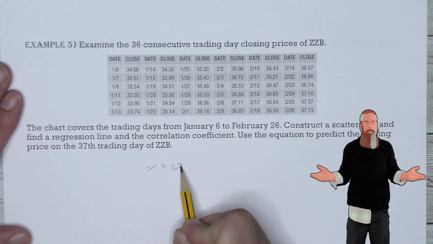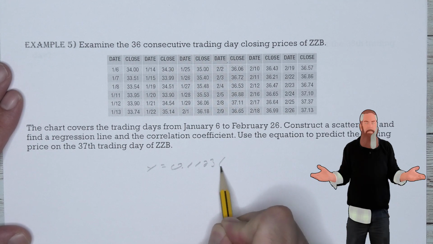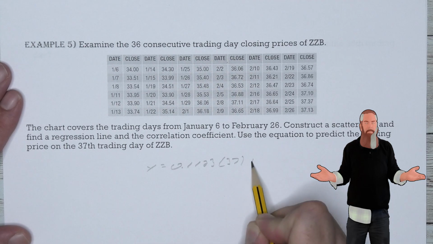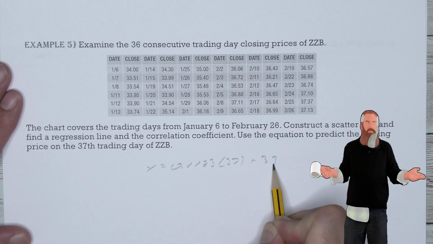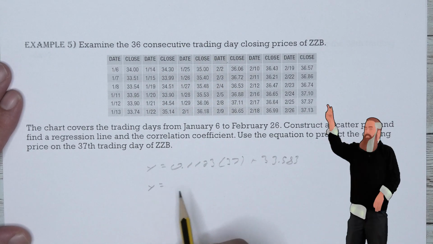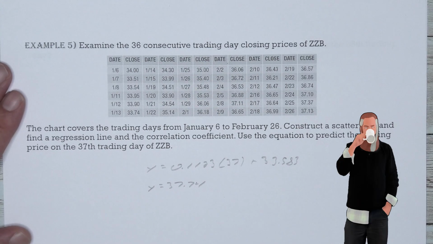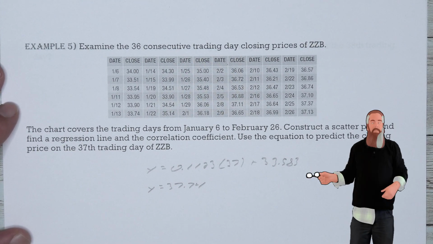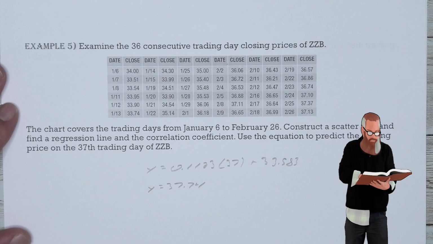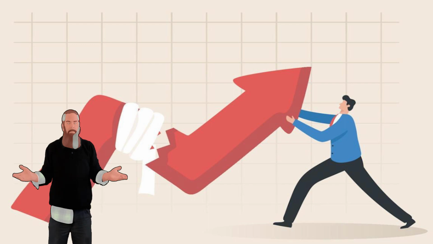y is equal to 0.1123 times 37 plus 33.583. And this is going to give us that y is equal to 37.74. The predicted closing price for the 37th trading day is $37.74. Stock market prices can fluctuate greatly from trade to trade based on a variety of external factors.